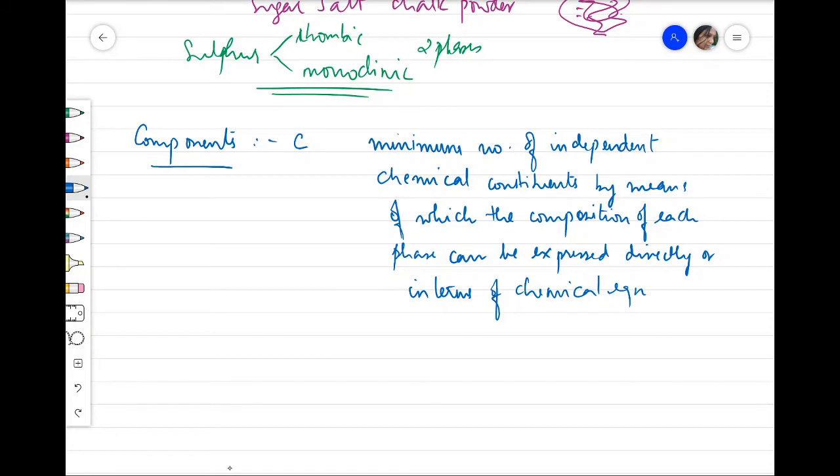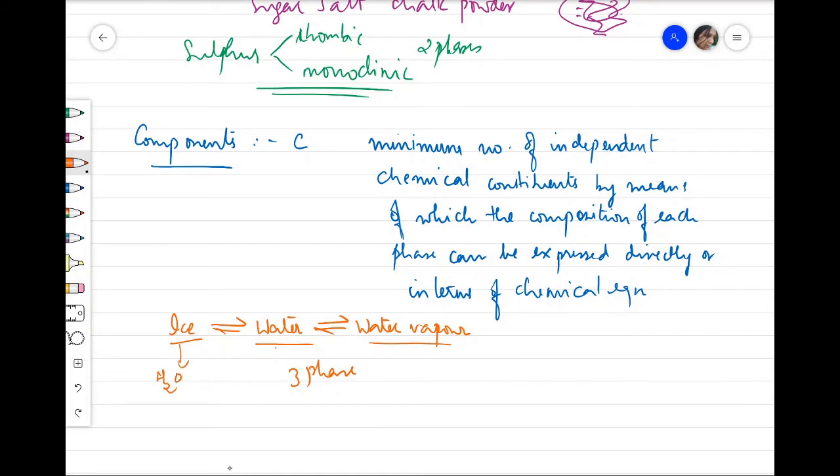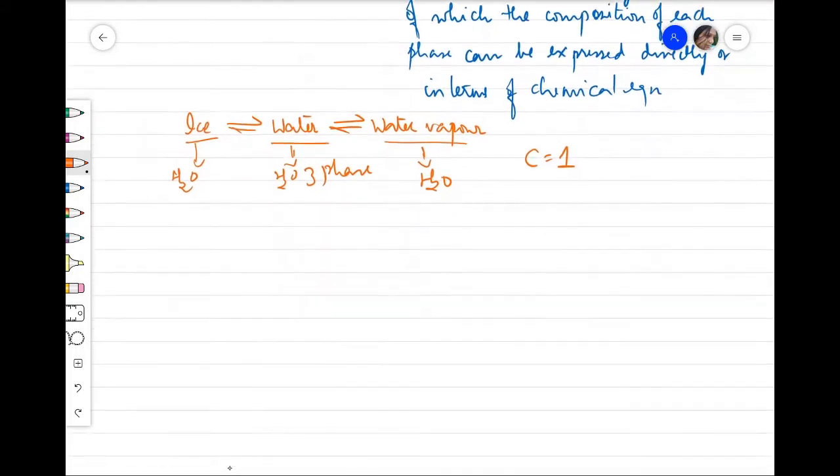If we take our water system, we can start from there. So I had taken ice in equilibrium with water, in equilibrium with water vapor. How many phases are there? As I said, 3 phases. This is separate, this is separate, this is separate. Each phase I have to define. The chemical constituent is H2O, here H2O, and here also H2O. So looking at all three, there is only one constituent, only one component, and so C is equal to 1 here. Whichever it is, it is H2O. Such a system is called a one component system.